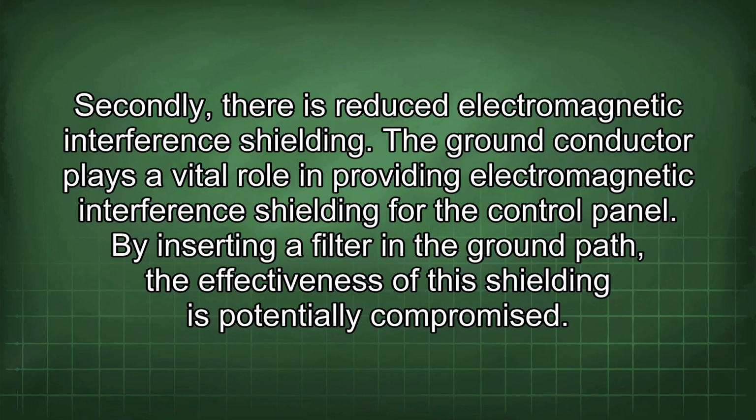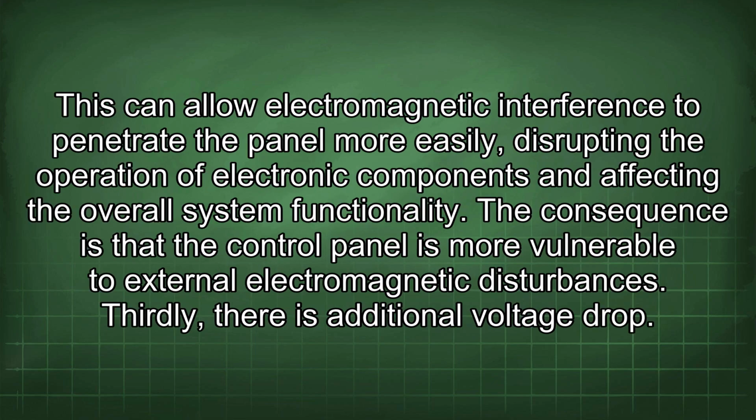Secondly, there is reduced electromagnetic interference shielding. The ground conductor plays a vital role in providing electromagnetic interference shielding for the control panel. By inserting a filter in the ground path, the effectiveness of the shielding is potentially compromised. This can allow electromagnetic interference to penetrate the panel more easily, disrupting the operation of electronic components and affecting the overall system functionality. The consequence is that the control panel is more vulnerable to external electromagnetic disturbances.